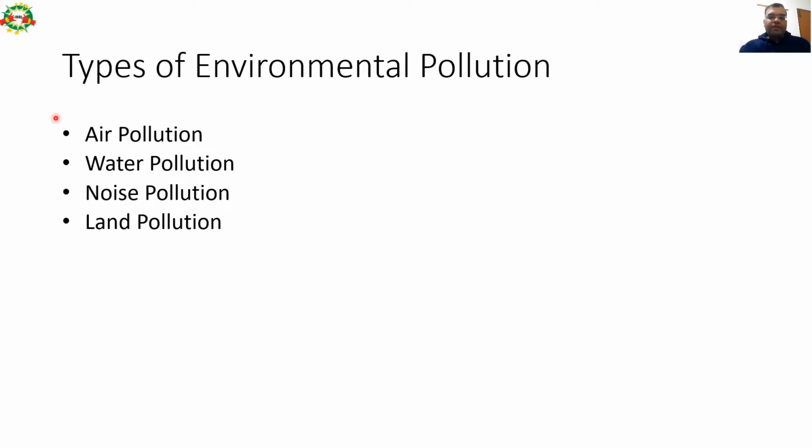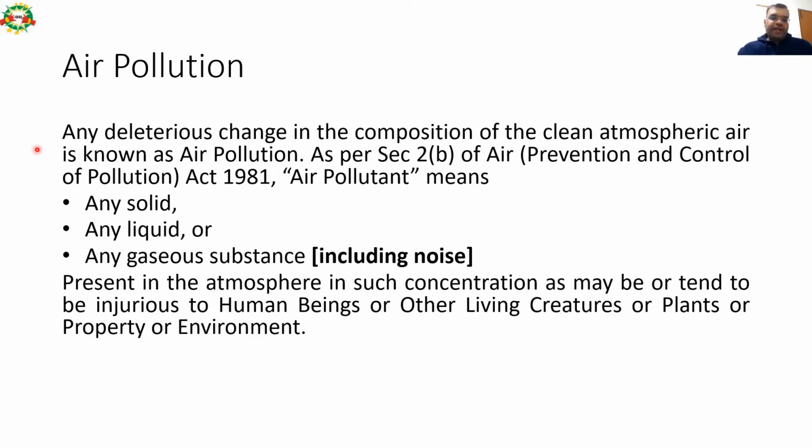So there are basically 4 types of environment pollutions: air pollution, water pollution, noise pollution, land pollution. Let us see one by one. Air pollution: any deleterious change in the composition of the clean atmospheric air is known as air pollution. As per section 2B of the Air (Prevention and Control of Pollution) Act 1981. Please remember this section 2B. The year of the act also please remember.